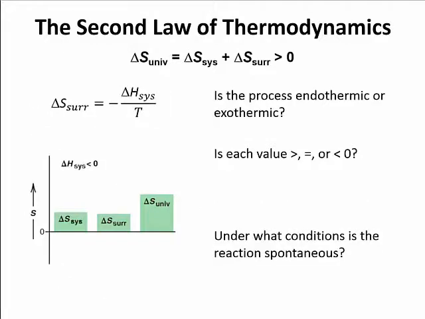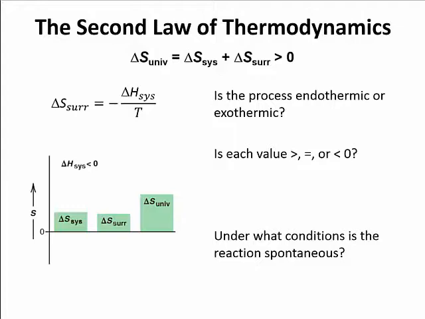All right, so in this example here, is this process going to be endothermic or exothermic? Well, how do I know that? Well, that's where I have to look at delta H of the system. So in this case, delta H of the system is less than 0. If delta H is a negative value, it's an exothermic process. Okay. In this example, delta S of the system is a positive value. Delta S of the surroundings is a positive value. If both of those are positive, well, then delta S of the universe is always positive. Right? So this process is going to be spontaneous under any conditions.